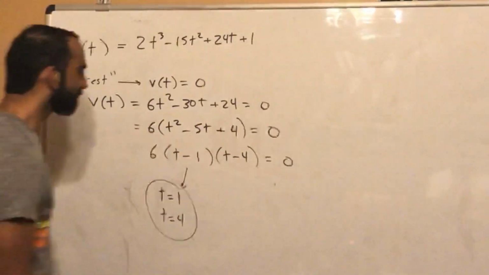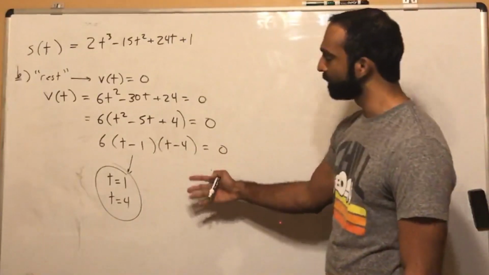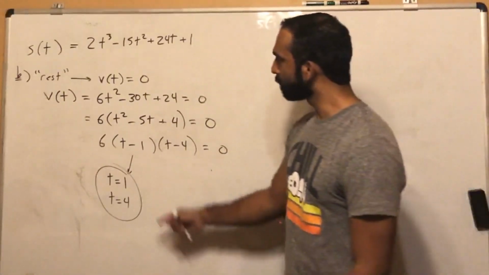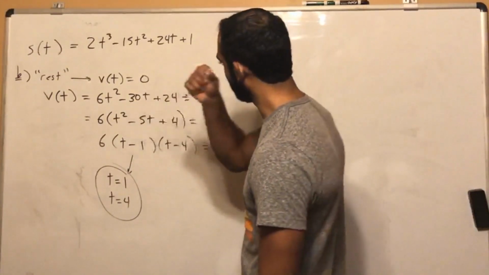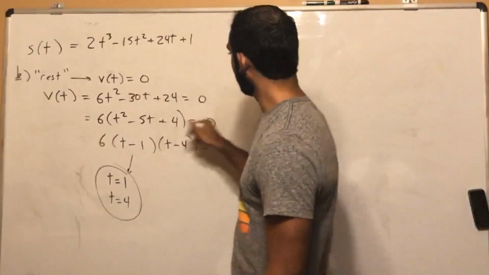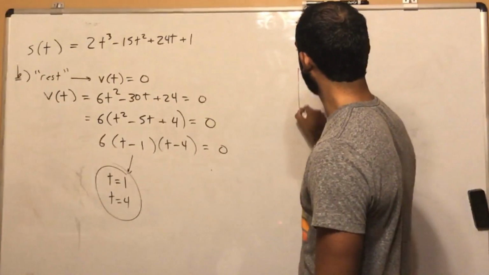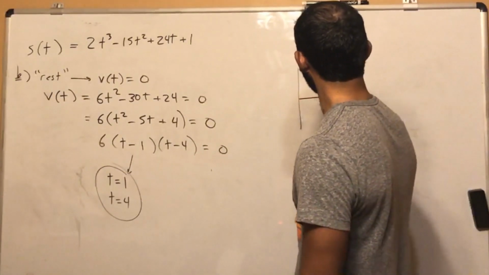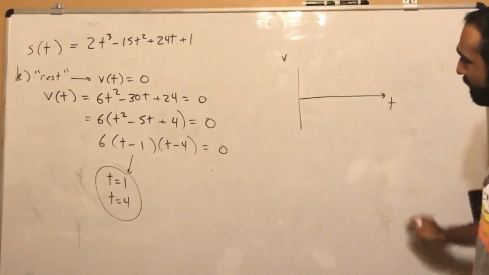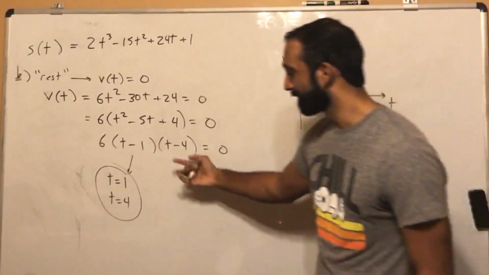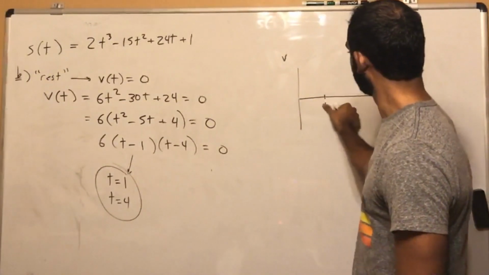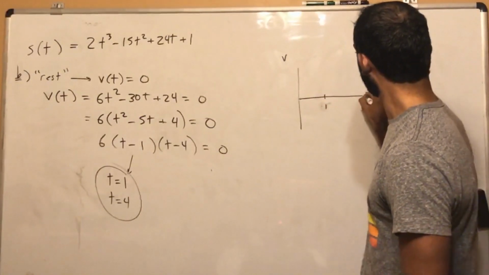But I want you to always get in the habit, when you're doing computations, of trying to visualize it graphically as much as possible. What does the graph of v look like? If it's a polynomial with the highest degree of 2, that takes on what kind of shape? A parabola. So there's v, there's t. It has t-intercepts at 1 and 4, like that.